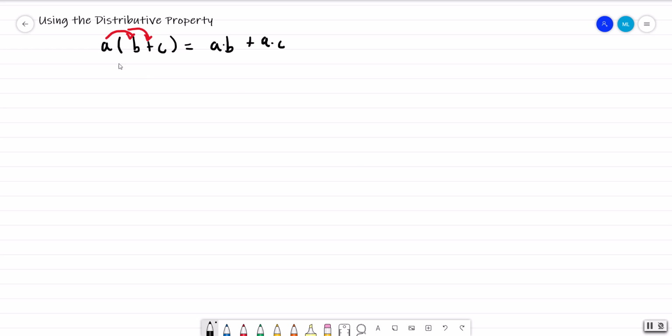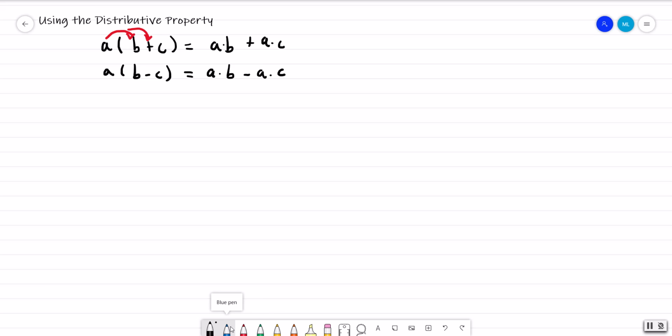And then similarly, the same thing would work for subtraction. If you had a multiplied by b minus c, it would give you the same thing if you distribute the a over the subtraction. So you have a multiplied by b minus a multiplied by c. Now similarly, this would work if we were to reverse the order of the multiplication.